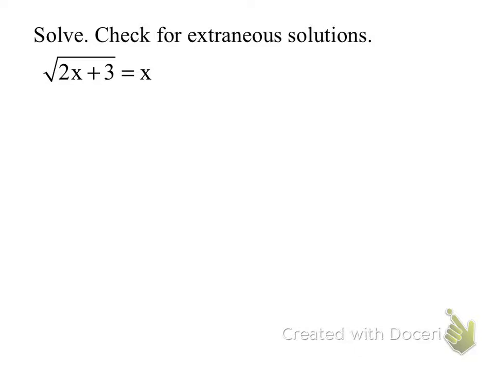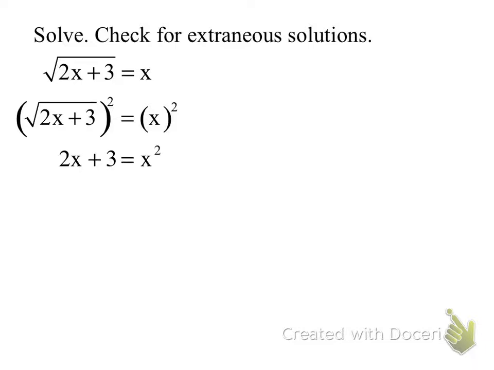You guys want to try this one on your own? Pause it. All right, so what do I need to do first? Sydney, you would square both sides. Square both sides, and then I get 2x plus 3 equals x squared. Now what, Frank? I subtracted 2x and 3 from both sides. Subtract 2x and 3 from both sides.